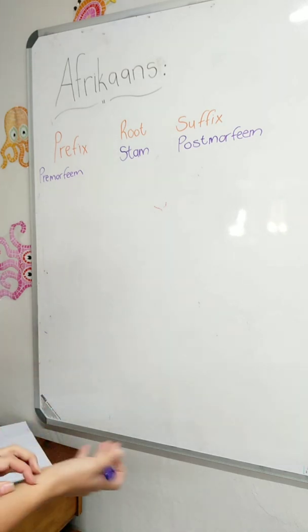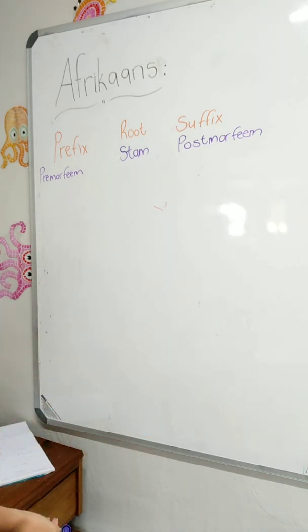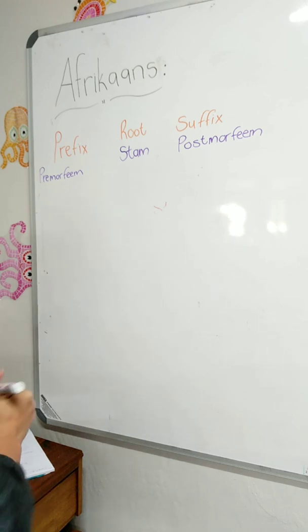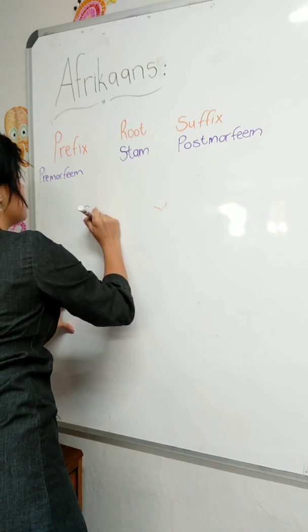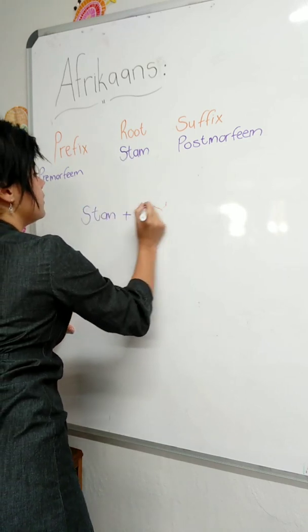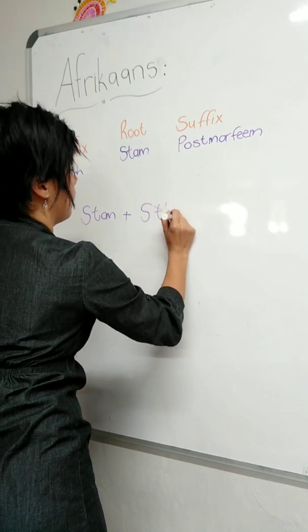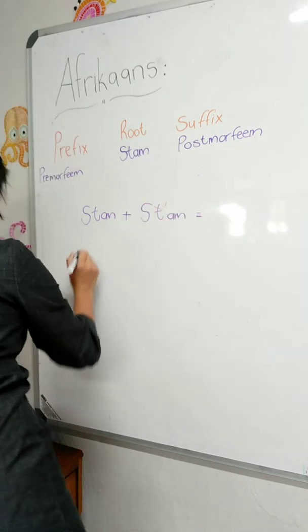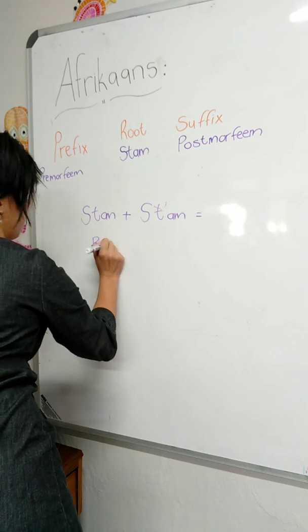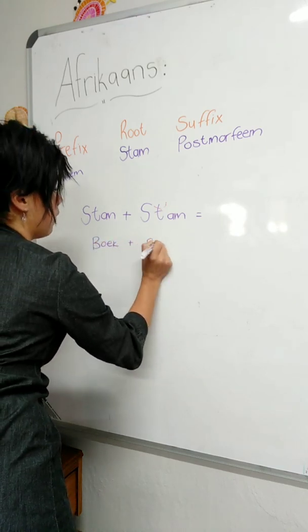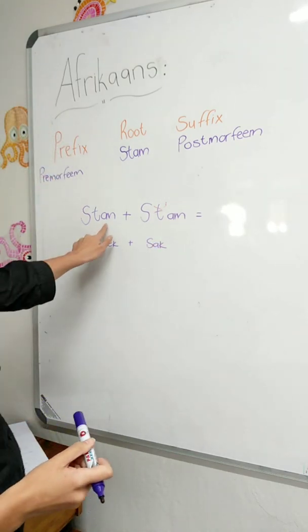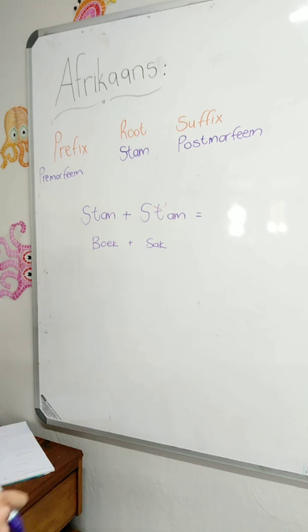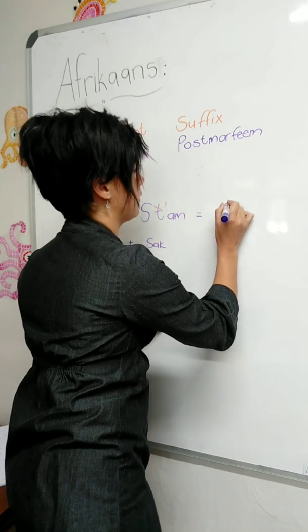Okay, good. Now we're going to look at different names for putting words together. For example, adding two root words, twee stamwoorde. A stam plus a stam. For example, book plus sak. Boeksak, a book bag. So when we use two root words in Afrikaans, twee stamwoorde, we call it a samestelling.